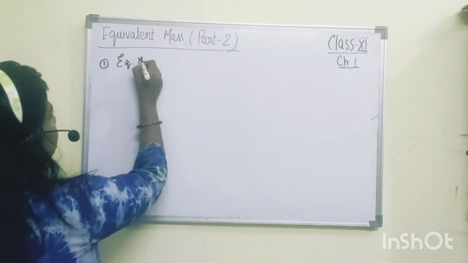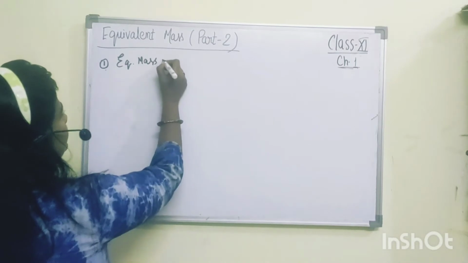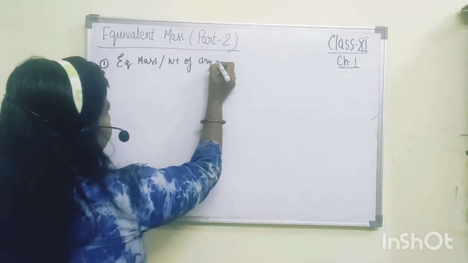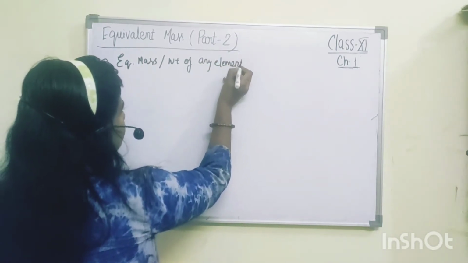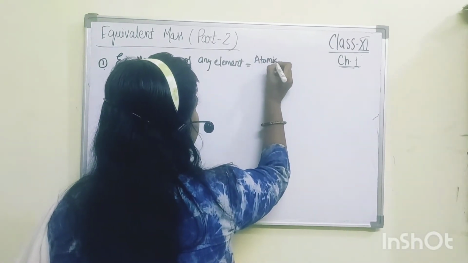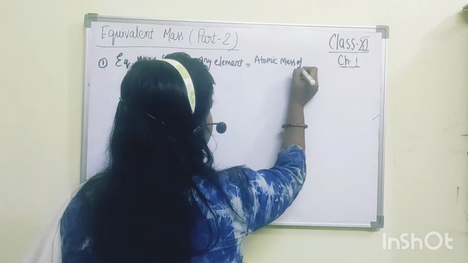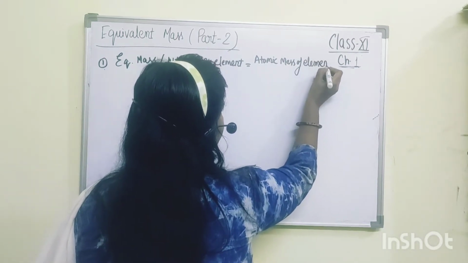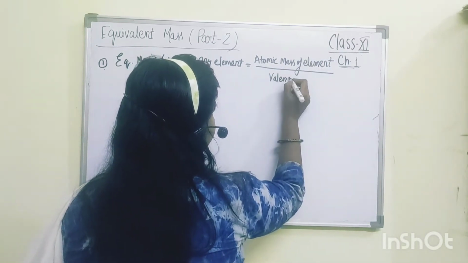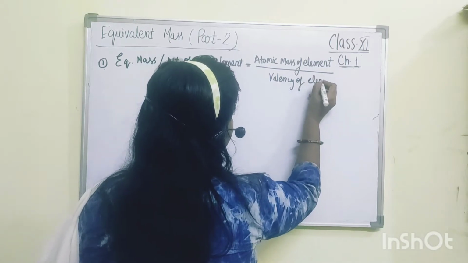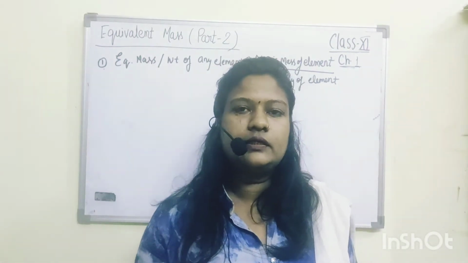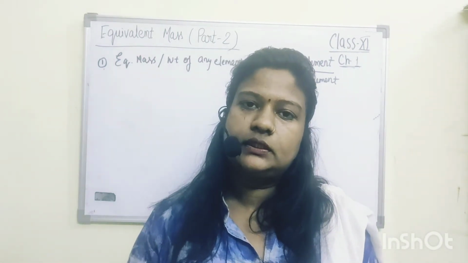Equivalent mass. Suppose you want to calculate the equivalent mass or weight of any element, then the formula is equal to the atomic mass of the element divided by the valency of the element. This is the first formula by which we can directly calculate the equivalent mass.